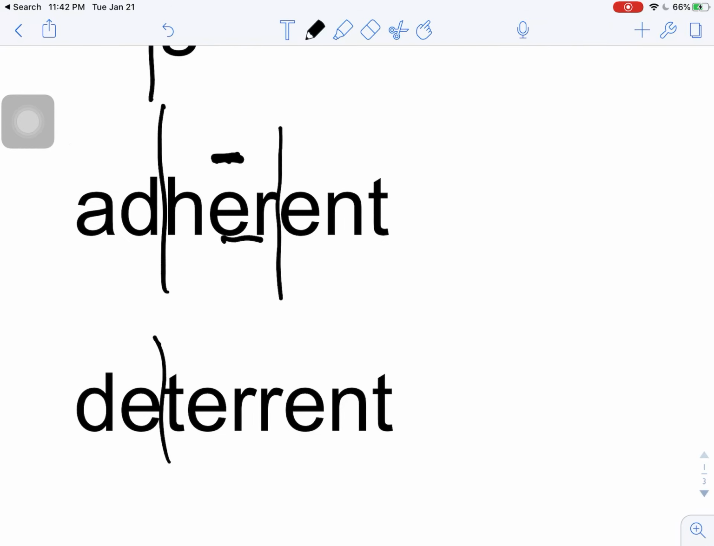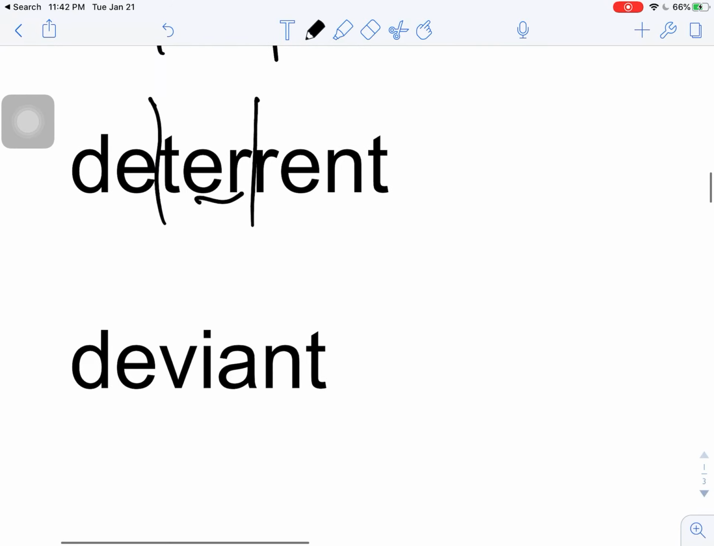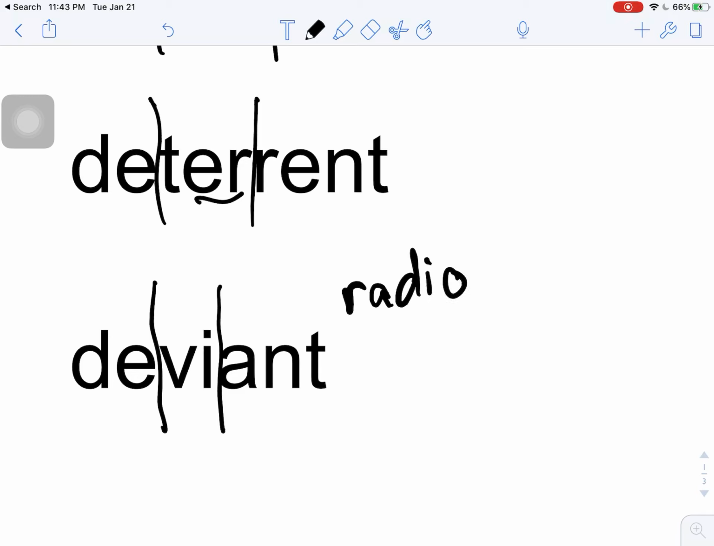And here we go, deterrent, and it's there. Here we go, deviant, D, E says E at the end of a syllable. This is the odd one. I can say E, generally in Latin words, in front of a vowel. So if the I is coming in front of a vowel, like radio, the I can say E. And it's an open syllable, but it's not saying I, it's going to say E.